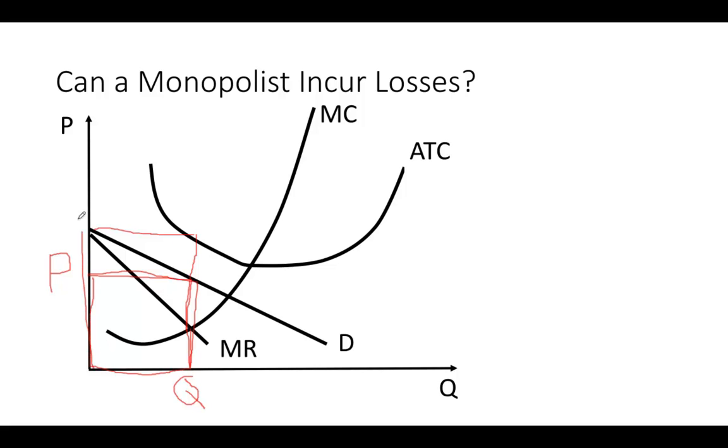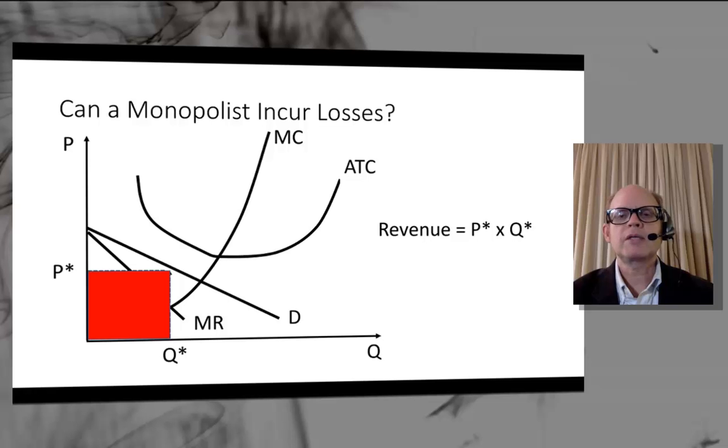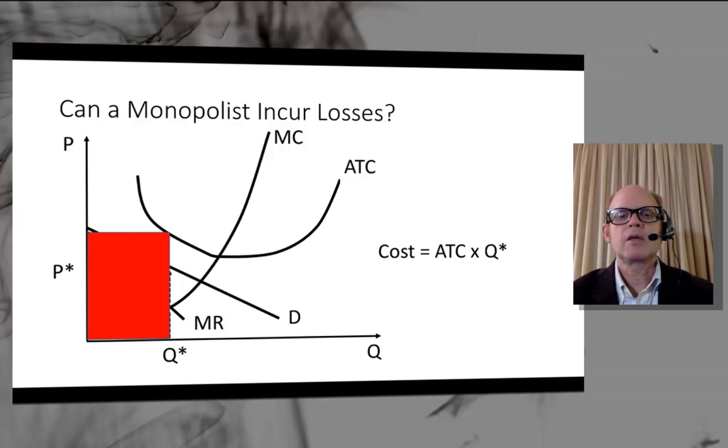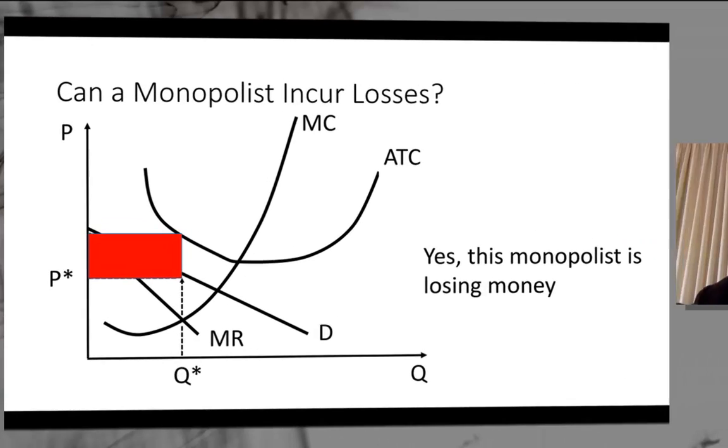So in this case, your costs are larger than your revenue. So yes, indeed, a monopolist can incur a loss. But why did that happen? Well, it's because the demand was very low. So again, here is our quantity for the monopolist, where marginal cost equals marginal revenue. Here's the price off of the demand curve. Here's the revenue, price times quantity. Here's the cost, average total cost times quantity. And here is a loss. So yes, this monopolist happens to be losing money.